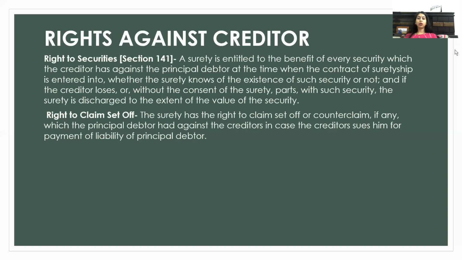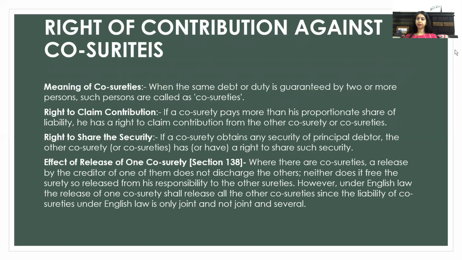Next one is right to claim set off. The surety has the right to claim set off or counter claim. Means counter claim का right किसके पास होगा? Surety के पास होगा. Against whom? Against the creditor. Which the principal debtor had against the creditor. जो principal debtor का against the creditor has already secured, उन counter claim के लिए he will have the right, in case the creditor sues him for the payment or liability of the principal debtor. In future, जब भी creditor उसको sue करता है, he can exercise that particular right.